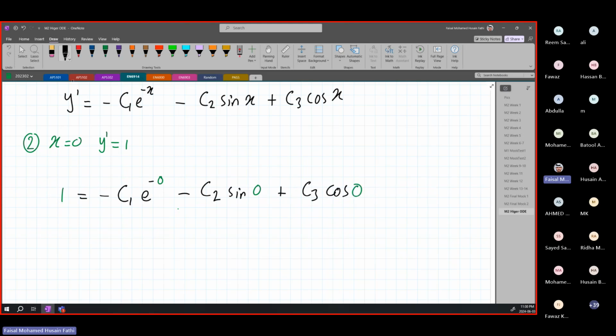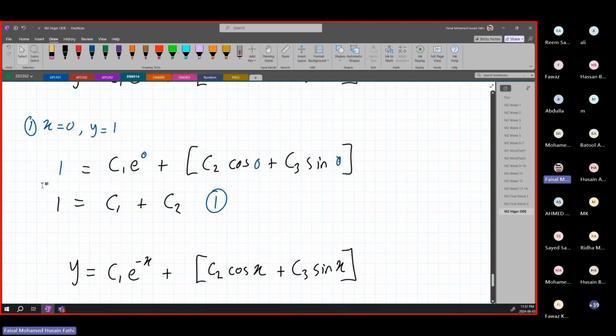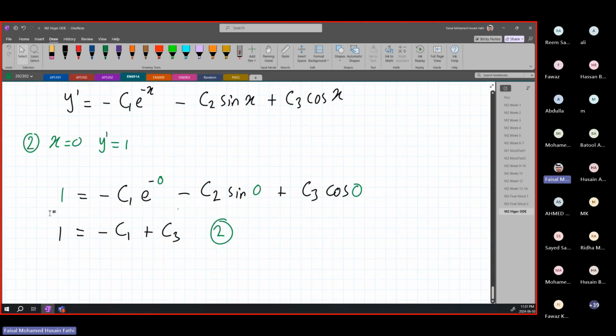Again, we start simplifying. 1 is equal to e to the power of 0 is 1, so it's negative c1. Sine of 0 becomes 0. Cosine of 0 becomes 1, so this is plus c3. So this is our second equation that we have. This was our first equation. This is our second equation.